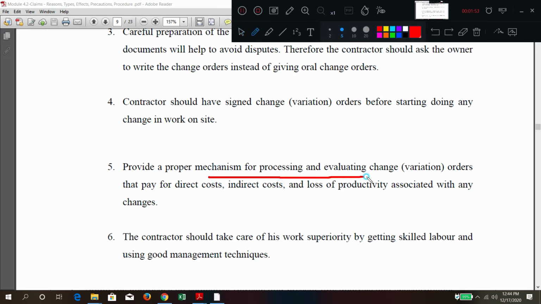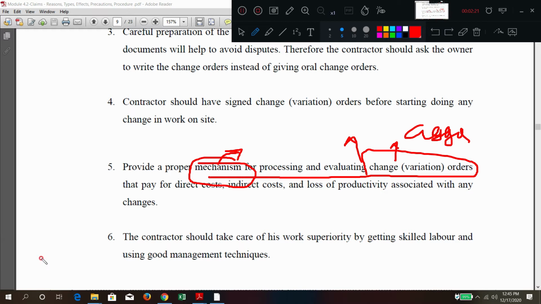Next, provide a mechanism for processing and evaluating the change order. If any change is there, both parties have to agree the rates first, so for agreeing the rate for this change there should be a proper mechanism. It should not be like, today I will change this one, tomorrow you come for the rate analysis. The rate has to be evaluated from similar materials, labor, etc. There should be a proper mechanism.